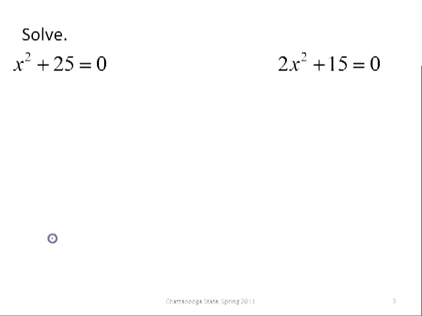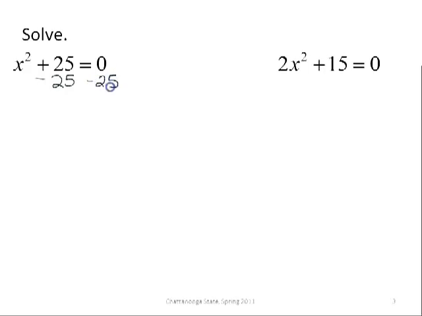So let's look at a couple of problems here. The first problem is a pretty simple one. X squared plus 25 equals 0. It's in standard form. We would want to solve this one by using our square root property. We want to use the square root property anytime we have the x squared term, but we don't have x to the first power. So the square root property tells us we need to get our x squared by itself.